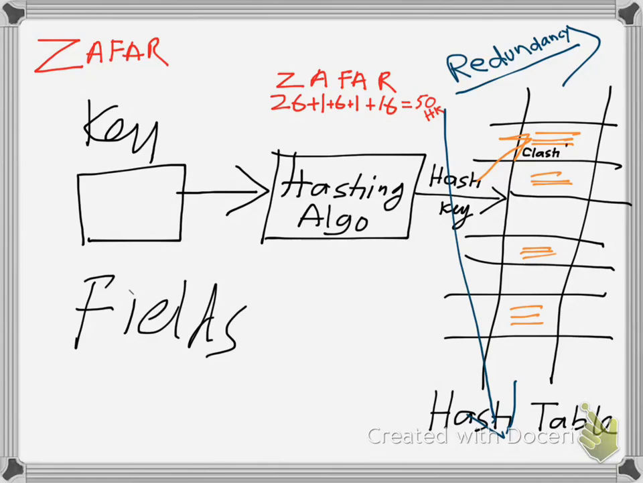And sometimes it is called collision. What do we call it? Collision. These are two words which are used in your syllabus and past papers, clash and collision. So let us rewind everything that we have. Number one, we have to have one key field in our file. Then we have to have one hashing algorithm that generates a hash key, and that hash key is the address of a record in this hash table.